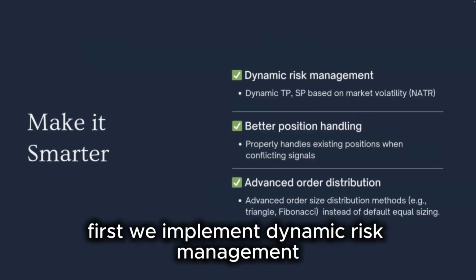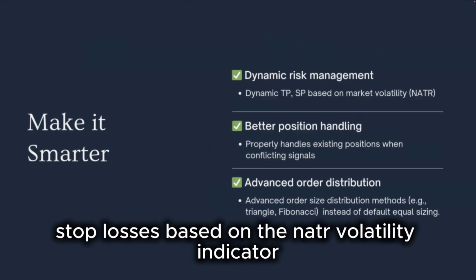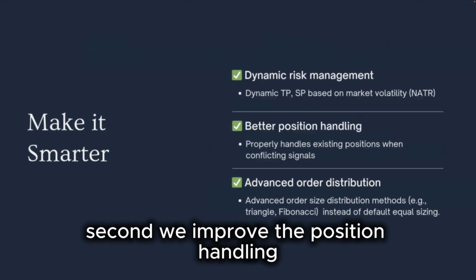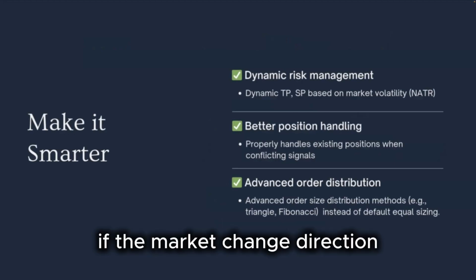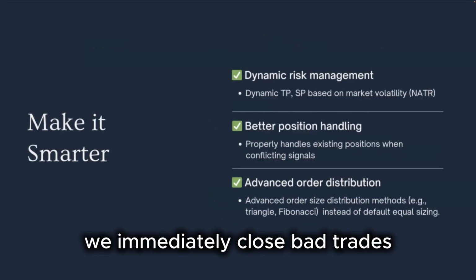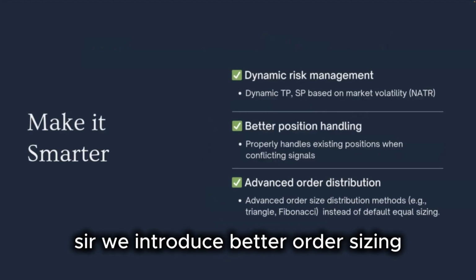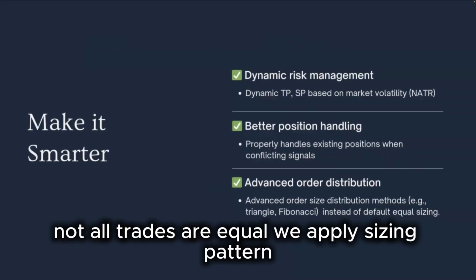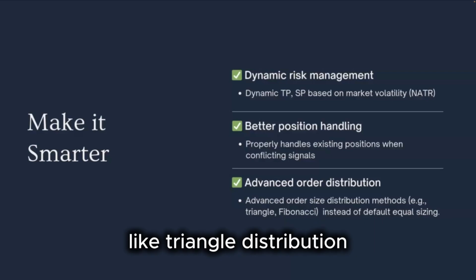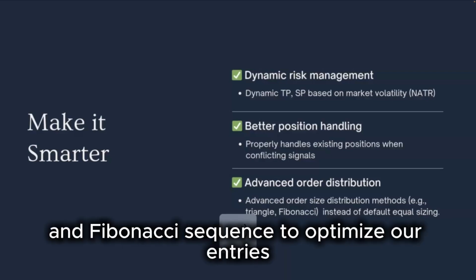We made the strategy smarter in 3 ways. First, we implement dynamic risk management, taking profit and setting stop losses based on the NATR volatility indicator. Second, we improve the position handling. If the market changes direction, we immediately close bad trades. Third, we introduce better order sizing. Not all trades are equal. We apply sizing patterns like triangle distribution and the Fibonacci sequence to optimize our entries.